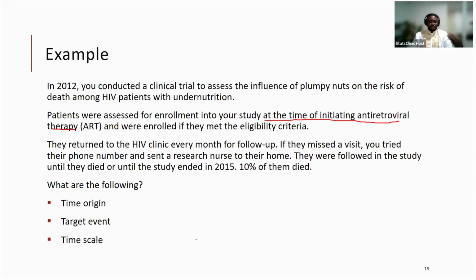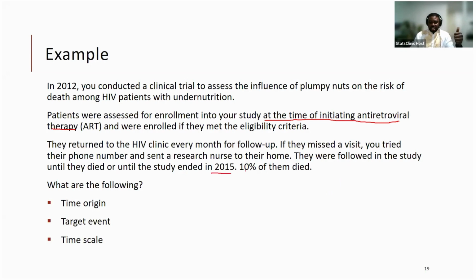The people you included in your study return to the HIV clinic every month for follow-up. If they missed a visit, you call their phone number, and if it's not going through, you send someone to their home to check what's happening with this person. And when they get to the home, for some of them, somebody says, oh, I'm sorry, he died last week. Oh, I'm sorry, he just died yesterday. Oh, I'm sorry, he's in the hospital, but he's fine. So you find all that information, and then you ended the study in 2015.